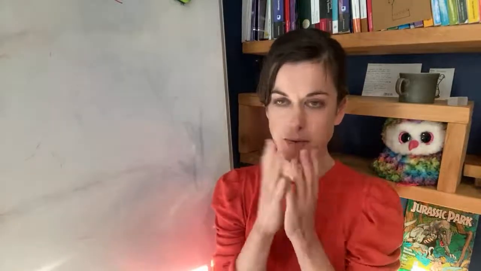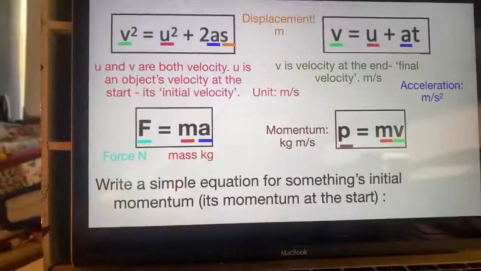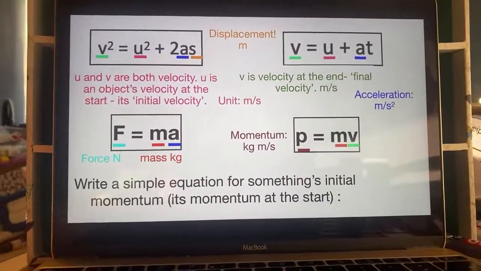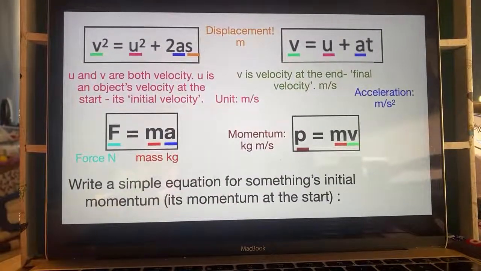All right, so hopefully, I was going to say a simple task for you. It's maybe not that obvious, but just FYI. Can you write a simple equation for something's initial momentum? It's momentum at the start of a situation. Have a look at those equations and think, how would you write a simple equation for the momentum something has at the start, its initial momentum? Doesn't matter if you can't, because I'm going to tell you.